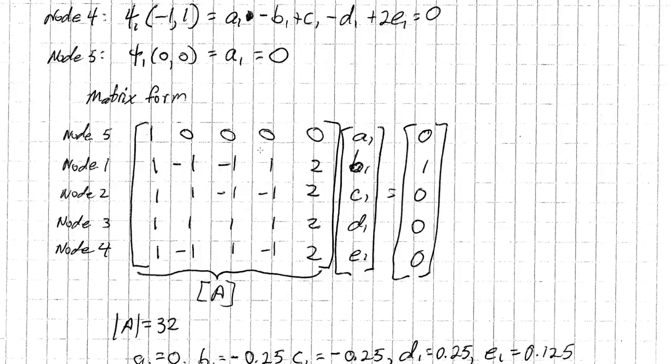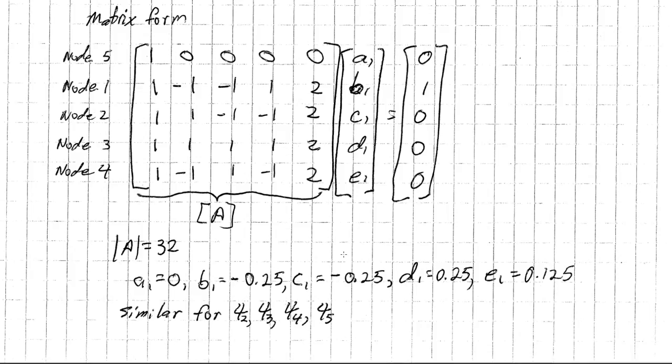So all we have to do is invert this, and you can solve for a1 through e1. The determinant is 32. If you take the inverse of A, you get these values, and that should be the same as what was given for psi1. So you'll go through and do the same thing for psi 2, 3, 4 and 5, and that'll give you the other interpolation functions.